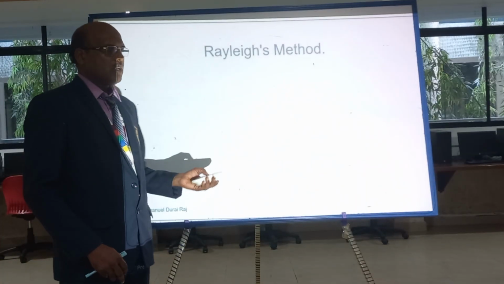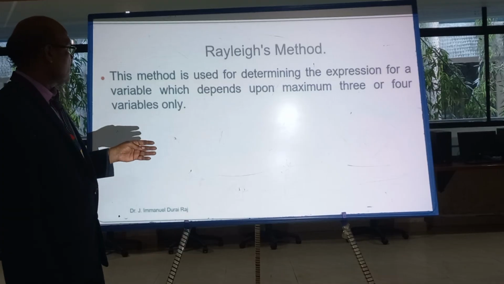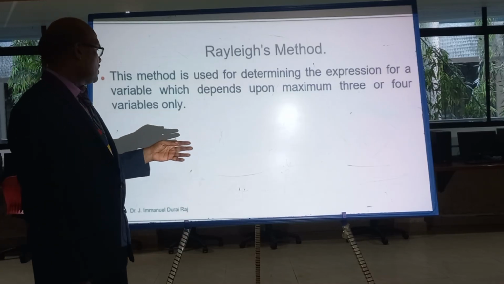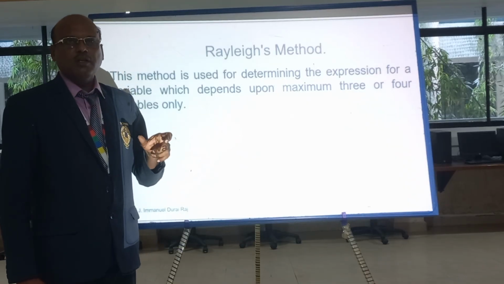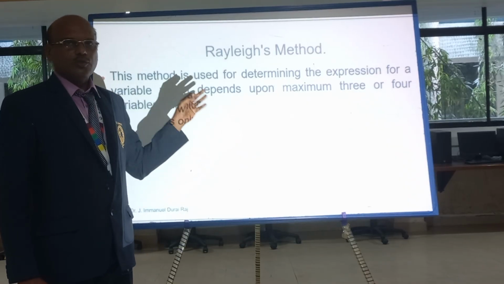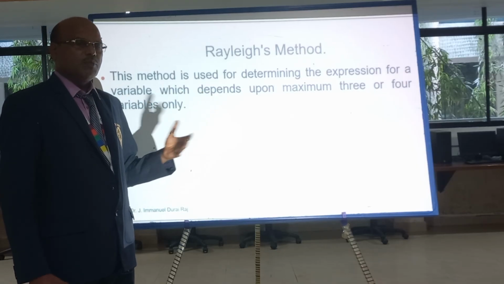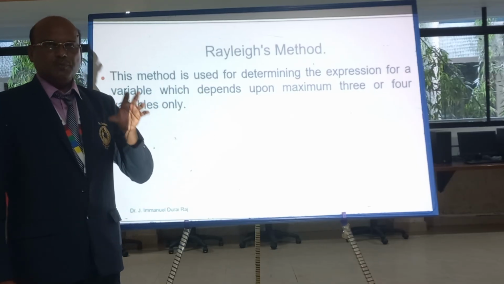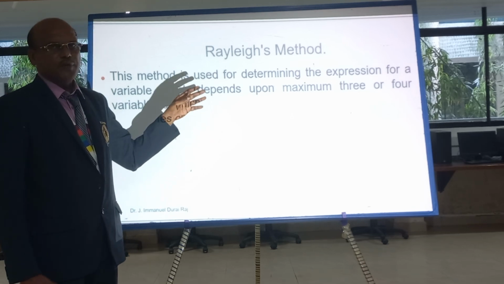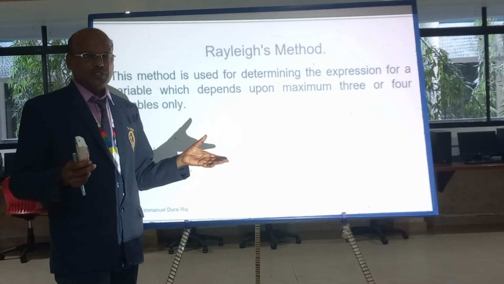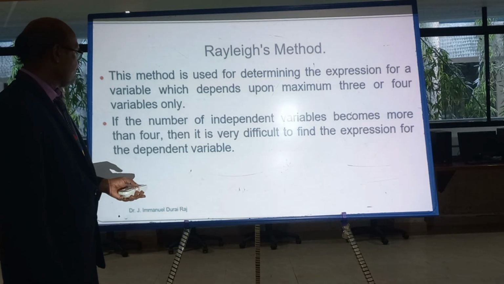Normally there is a limitation for the Rayleigh method. This method is used for determining the expression for a variable, and it depends upon a maximum of 3 or 4 variables only. So if the equation is very small, we can find it using the Rayleigh method. If the equation contains more than 3, 4, 5, 6, or 10 variables involved in a particular action or process, then we cannot use this. It is very difficult to find the relation between the fundamental dimensions. This is the drawback of the Rayleigh method.